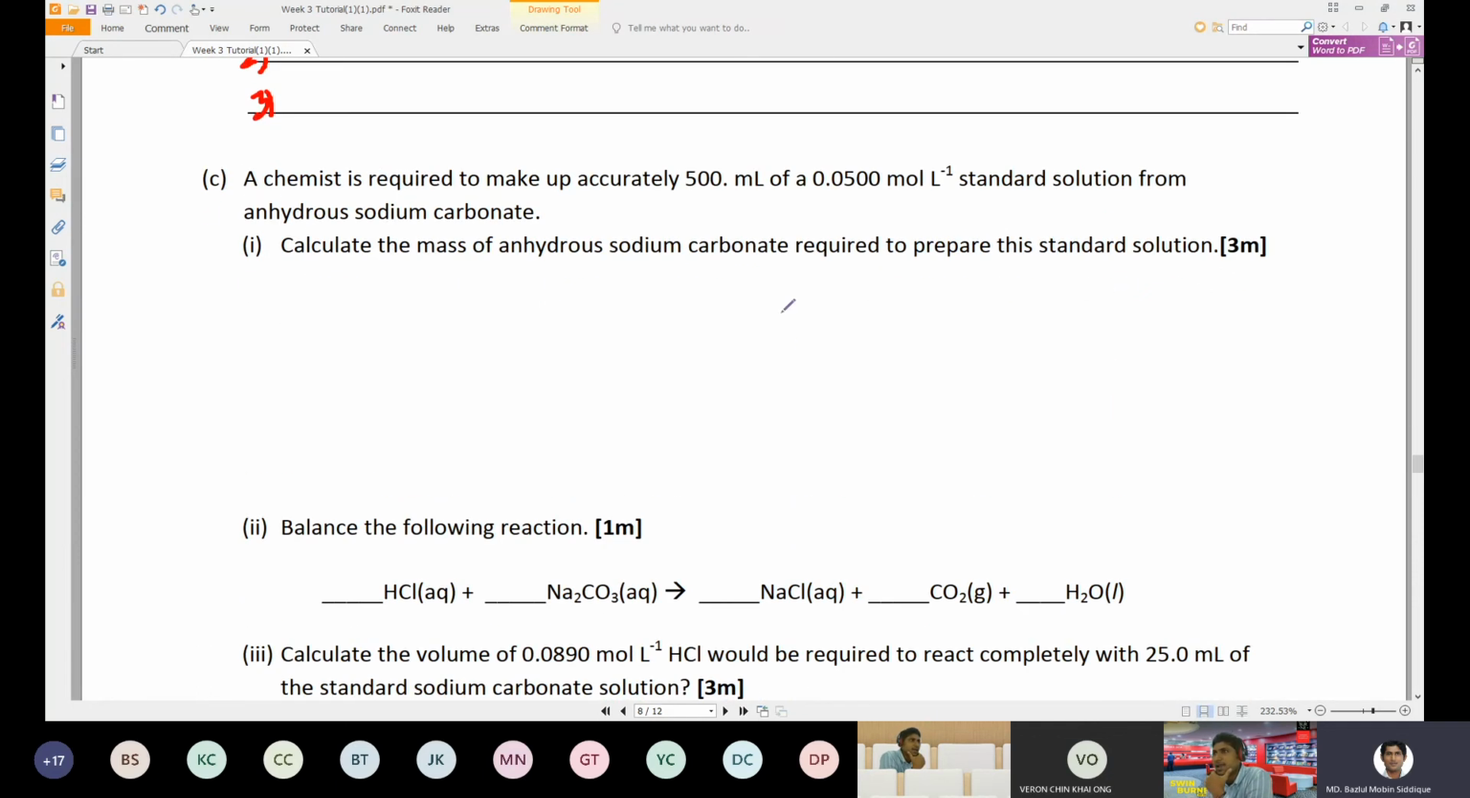Of this anhydrous sodium carbonate. Anhydrous, does anyone know what is anhydrous? Can anybody tell me what is anhydrous? Yes, thank you. No water. In the molecule, there will be no water, right?